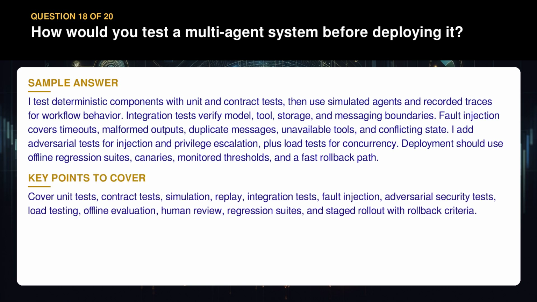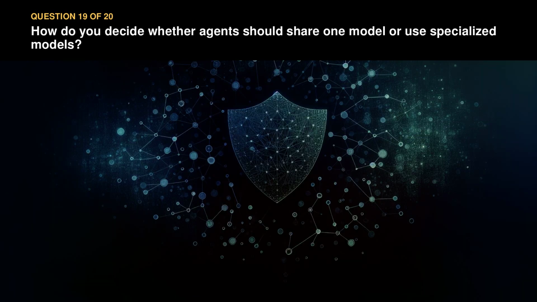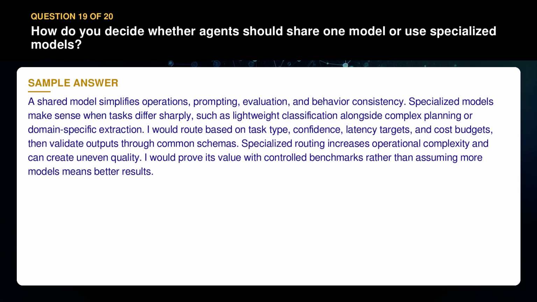Cover unit tests, contract tests, simulation, replay, integration tests, fault injection, adversarial security tests, load testing, offline evaluation, human review, regression suites, and staged rollout with rollback criteria. Question 19. How do you decide whether agents should share one model or use specialized models? A shared model simplifies operations, prompting, evaluation, and behavior consistency. Specialized models make sense when tasks differ sharply, such as lightweight classification alongside complex planning or domain-specific extraction.